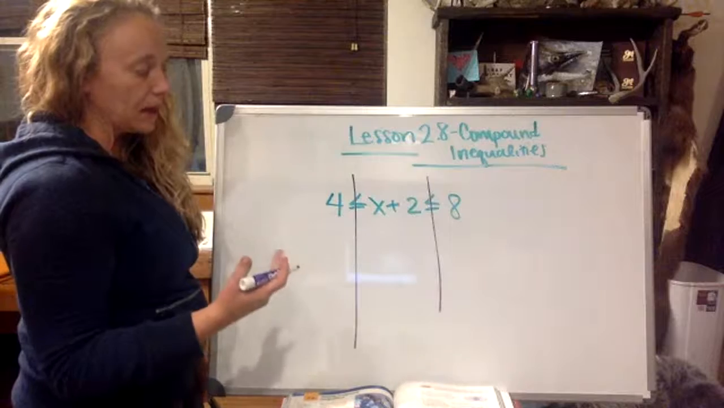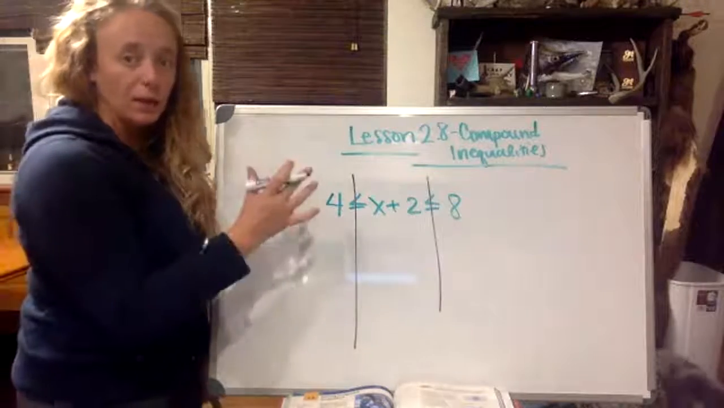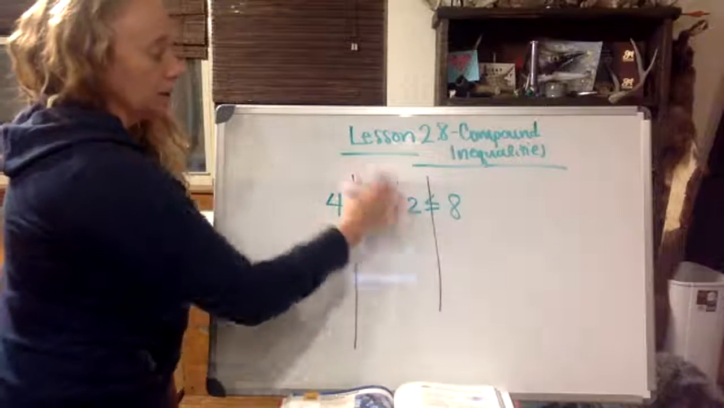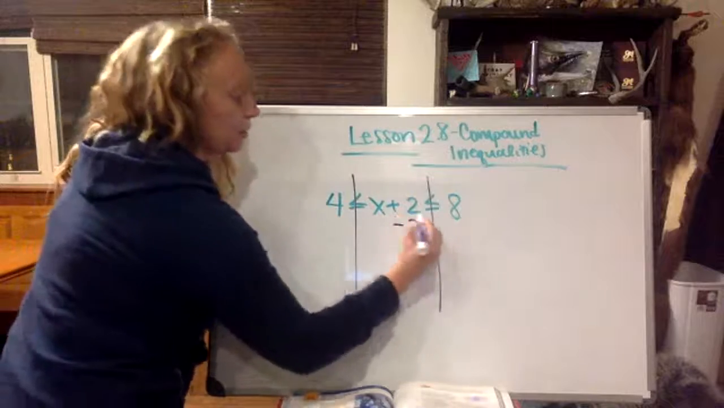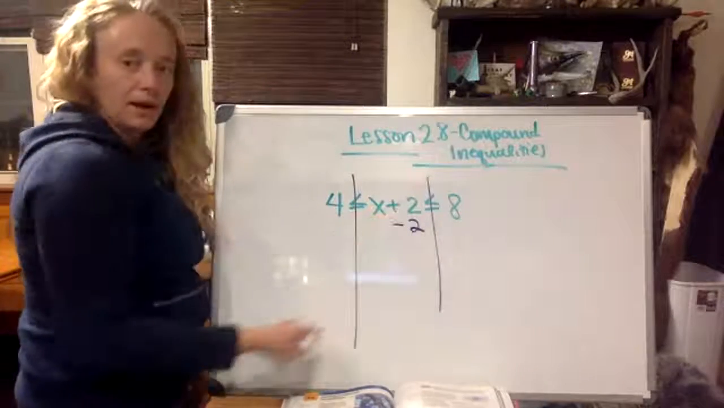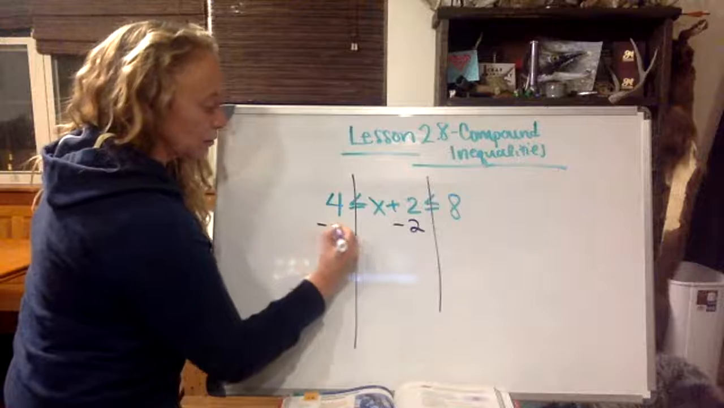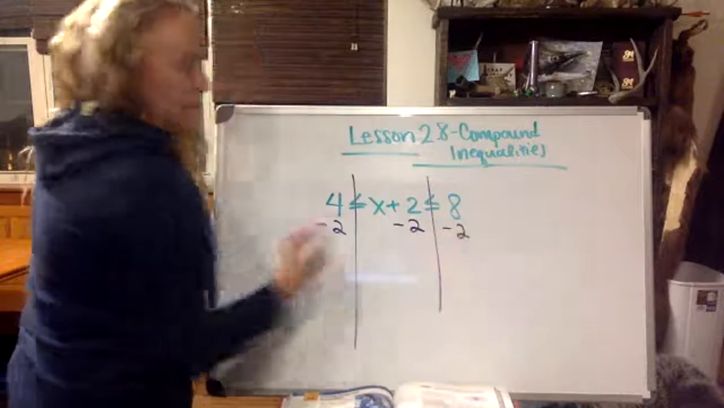Just like with any inequality or just like with any equation, I'm just trying to solve for x. So what do I need to do? I need to subtract 2. If I subtract 2 from here, I need to keep everything balanced. So I'm going to subtract 2 from here and 2 from here.